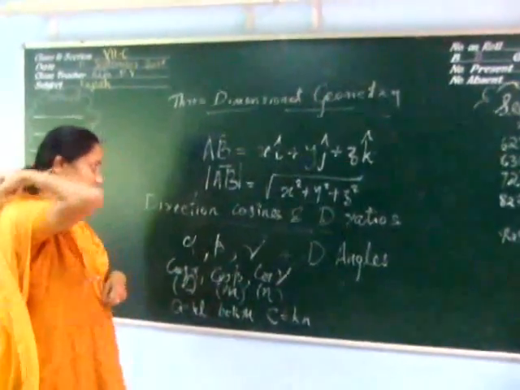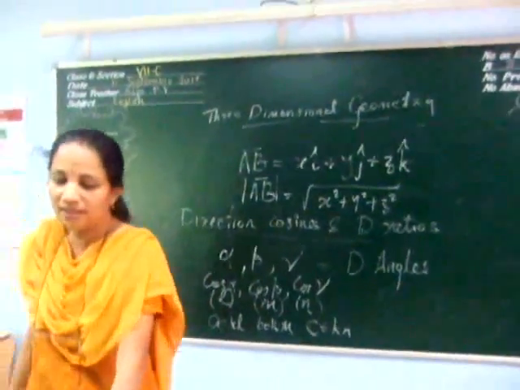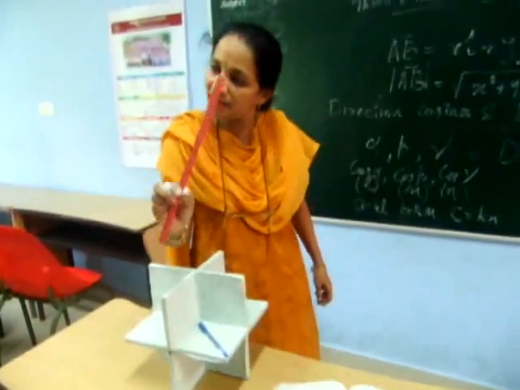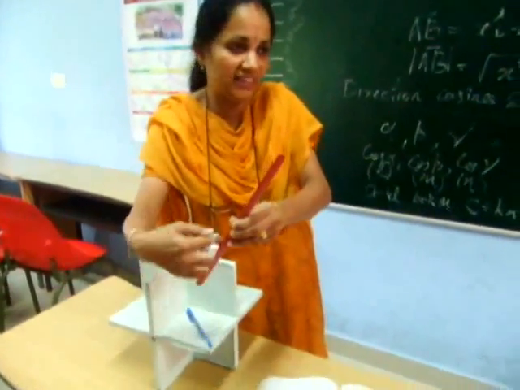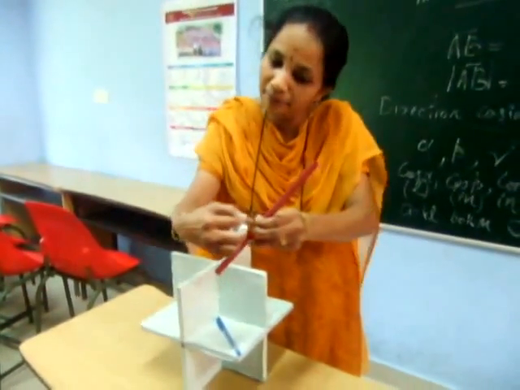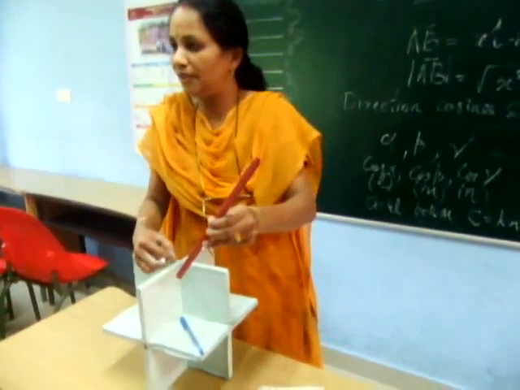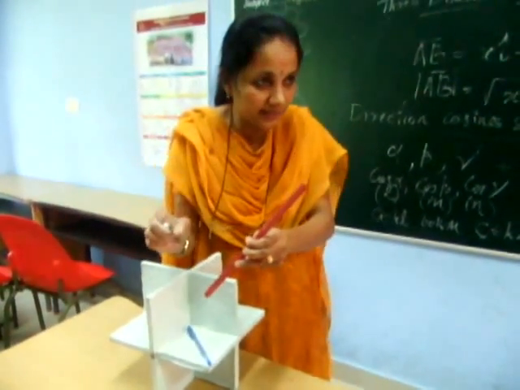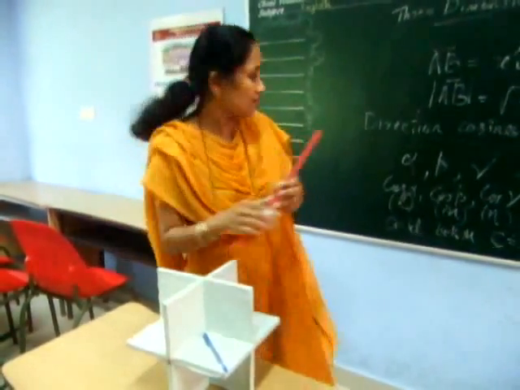Now before that, let us again revise the small topic, direction cosines and direction ratios. For a particular line located in space, the angle made by the line with the positive direction of the x-axis is called alpha. The angle made by the line with the positive direction of the y-axis is called beta. The angle made by the line with the positive direction of the z-axis is called gamma. These alpha, beta, gamma are called direction angles. Then the cosines of these direction angles are called direction cosines.